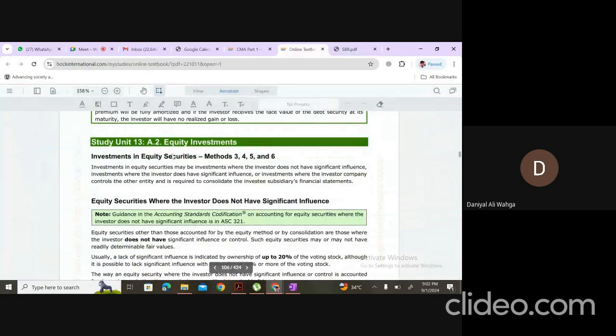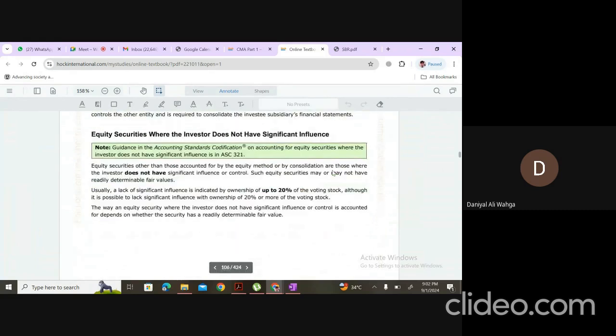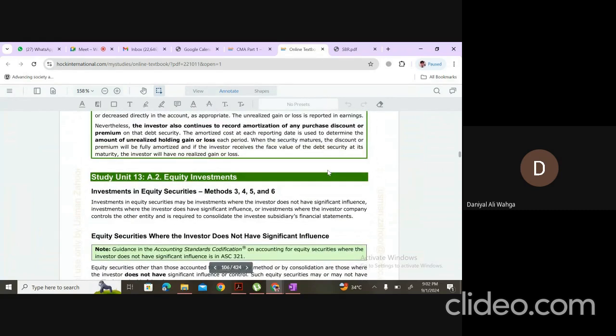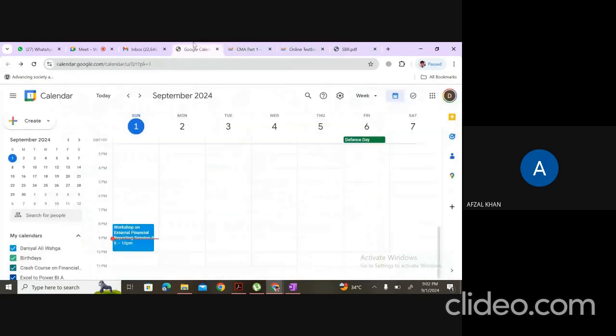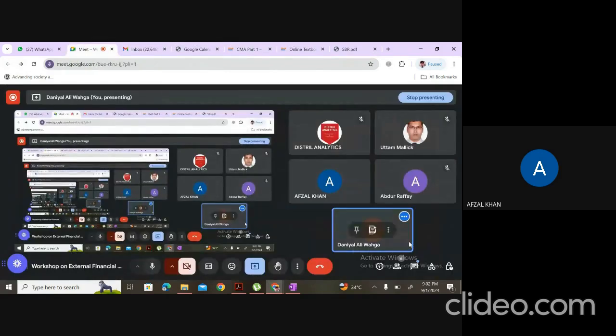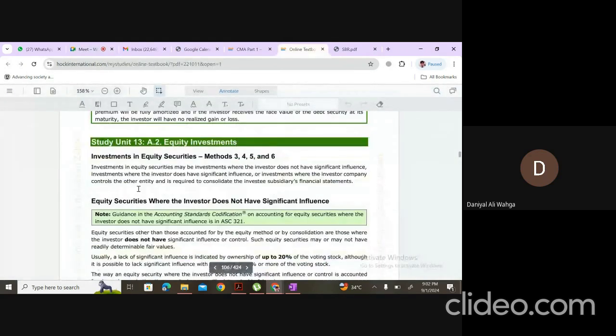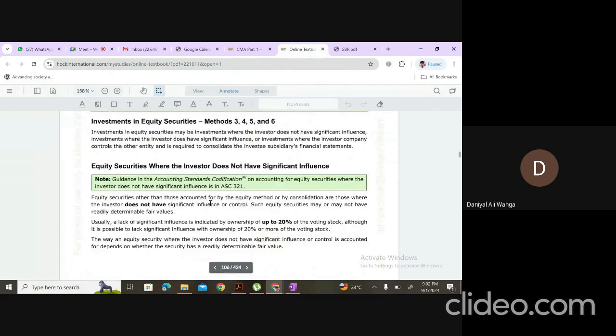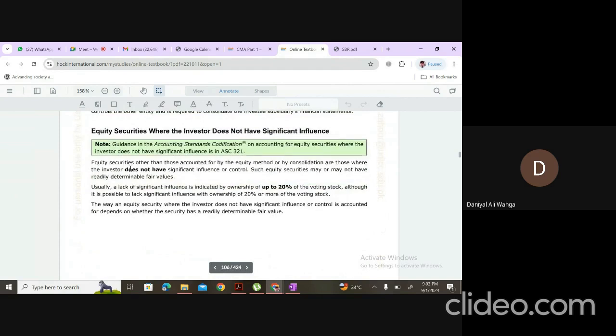Okay, so when we are going to discuss our equity investments, investment in equity securities, there are methods 3, 4, 5, and 6. So investment in equity securities may be investments where the investor does not have a significant influence or may have a significant influence, or it is for the purpose of consolidation. So the same things have been discussed, which I have already discussed, that either it creates a significant influence or it does not create a significant one.